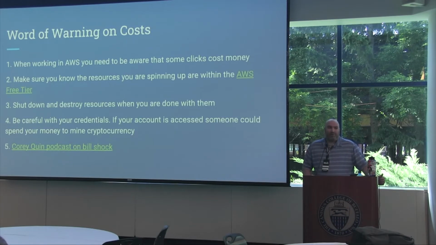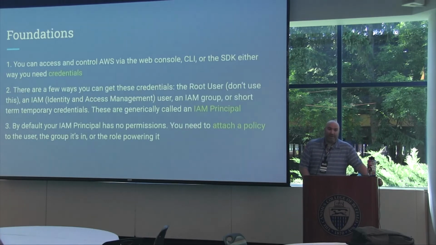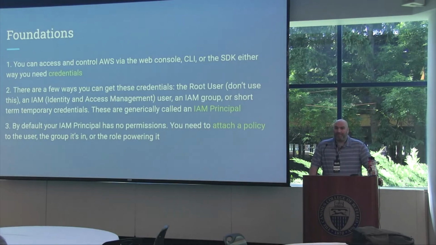Corey Quinn, who's a community member who runs an excellent podcast, did an episode on bill shock. I really have to reiterate what he said: if you end up with a $40,000 AWS bill because someone mined some crypto on it, the first thing you need to do is breathe. Get a support case open to AWS. They should be able to help you. But please do not overreact if you get an accidental giant bill. But be aware that when you're running in the cloud, you are being billed for what you run.